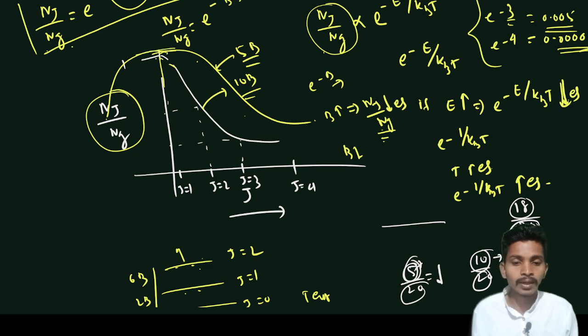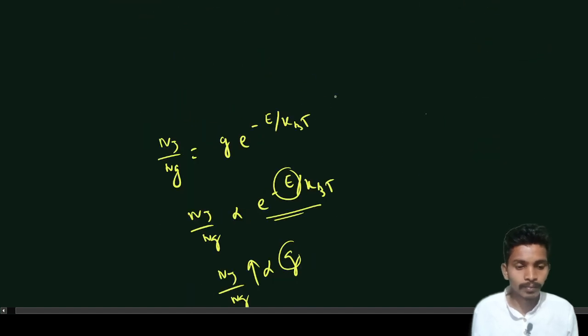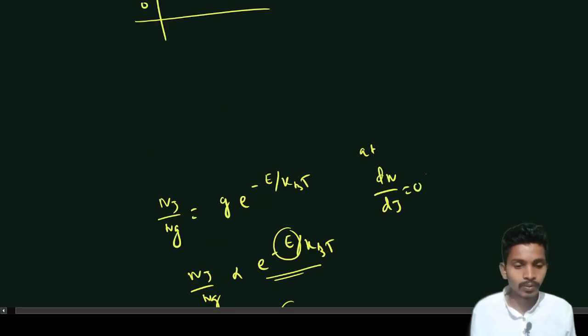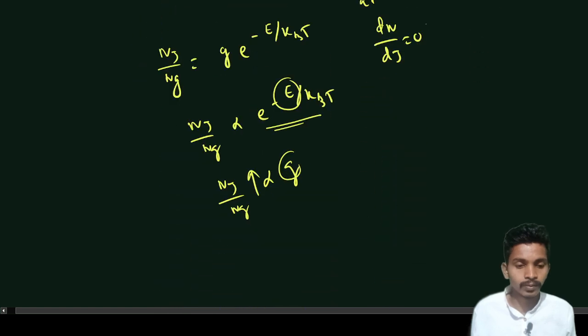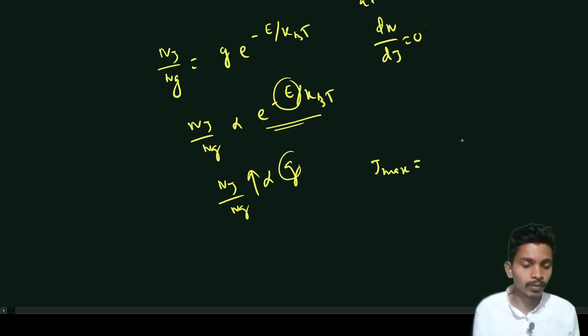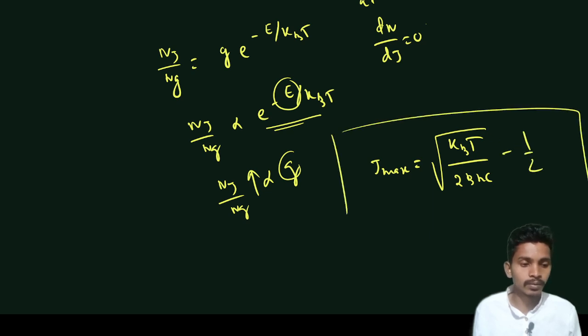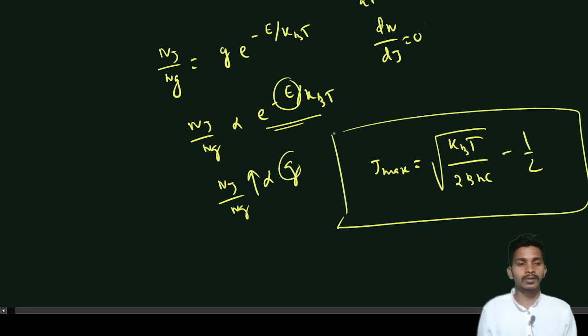So here we can get the maxima by calculating it. If you set dN upon dJ equal to 0 at the maxima, then we get the J max, where the intensity is highest: J max equals the square root of kBT/2hcB minus 1/2. Okay, so today up to this, thank you.